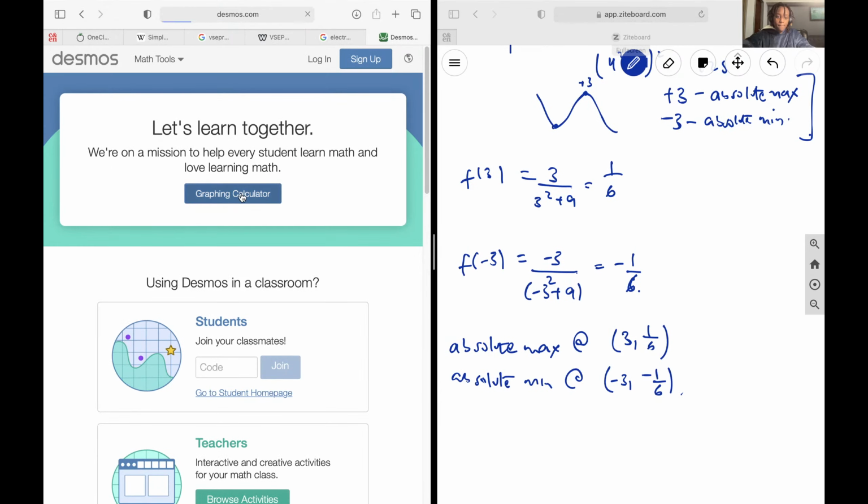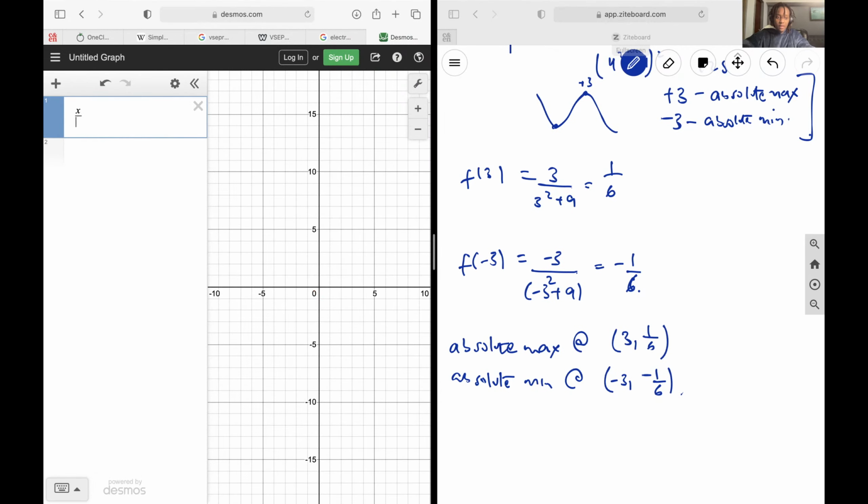If you'd like to just ensure that your answer is correct, you can quickly pull up decimals and just graph our function. We have x over x squared plus 9. And so you see here, we have a minimum value at -3, -0.16 recurring, which is 1 over 6. So -3, -1 over 6, and a maximum at 3, 1 over 6, exactly what we found. And so this is going to be your final answer.